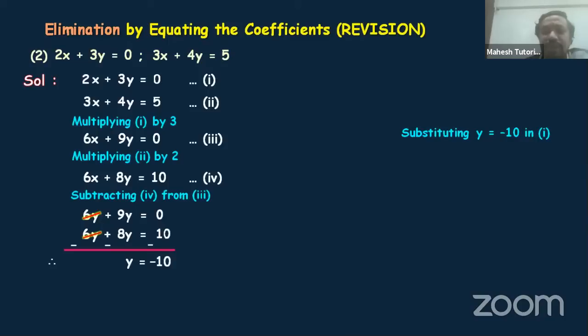So for the time being, what we can do is we'll substitute in equation number 1. Everyone, look at the first equation now. It is 2x plus 3y is equal to 0. In this equation, in place of y, what are we going to substitute? Minus 10. So y ki jagah pe we'll put minus 10. Then keeping 2x as it is.